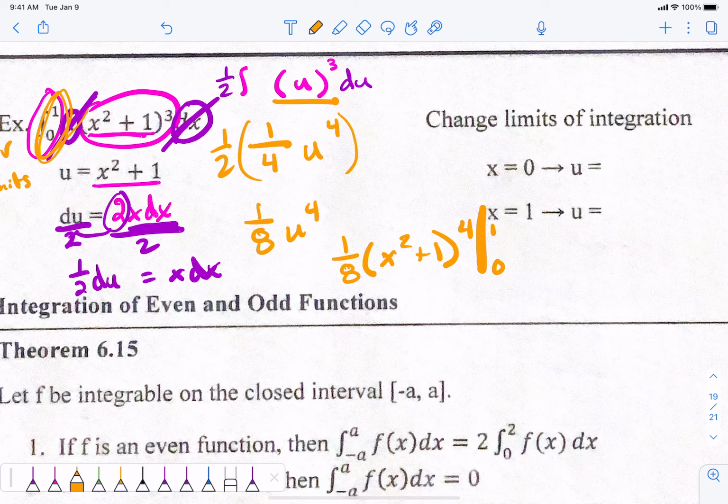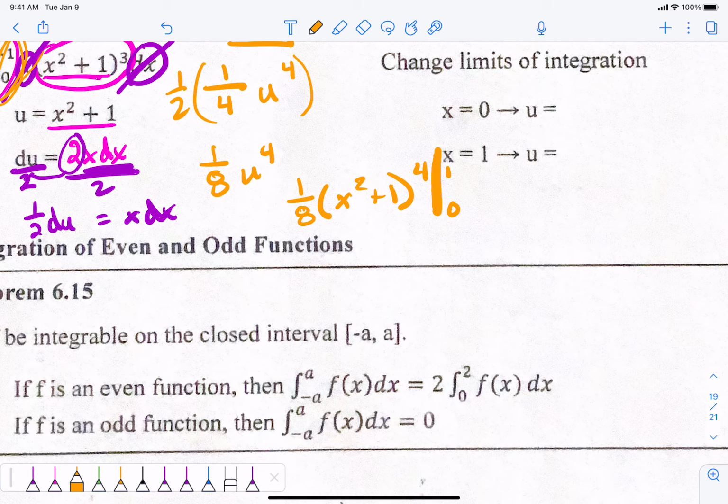And I'm going to plug in 0 and 1. Okay? Good? All right. Now, we start by plugging in 1. So I've got 1/8 times 1 squared plus 1. That's the first part. And I subtract what I get when I plug 0 in.